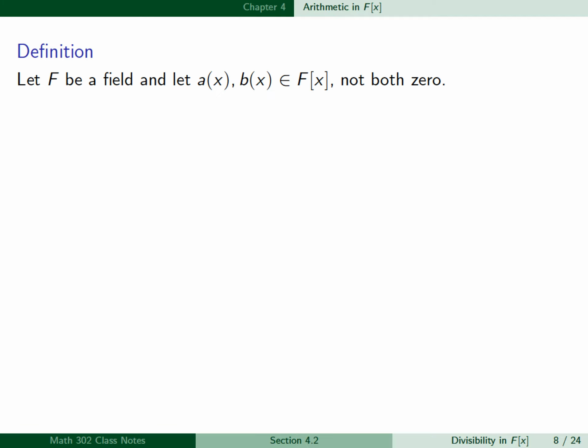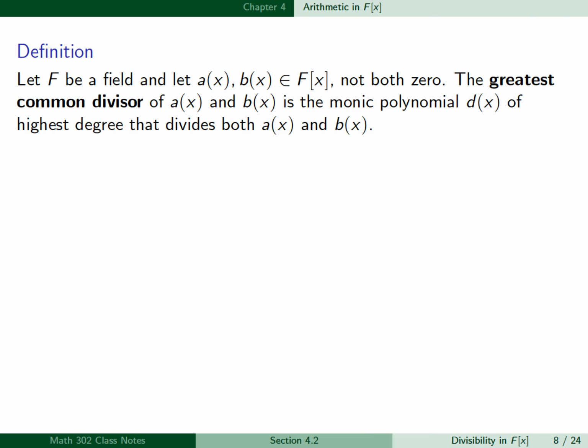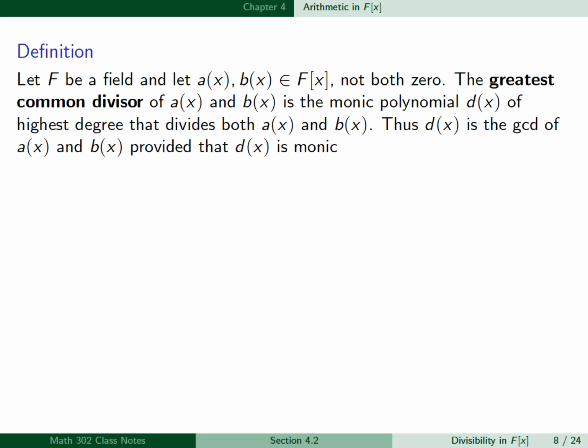Next, we have the formal definition of the greatest common divisor. Let F be a field and let a(x) and b(x) be polynomials in F[x], not both 0. Then the greatest common divisor of a(x) and b(x) is the monic polynomial d(x) of highest degree that divides both a(x) and b(x). Thus d(x) is the GCD of a(x) and b(x), provided that d(x) is monic, and first, d(x) divides a(x) and d(x) divides b(x), so d(x) is a common divisor of a(x) and b(x).